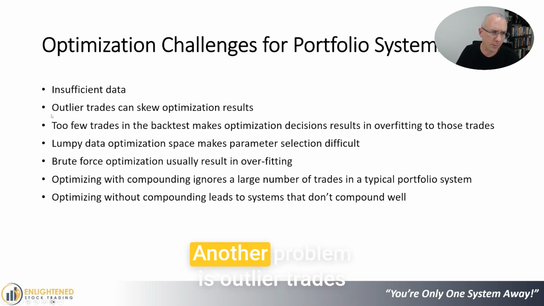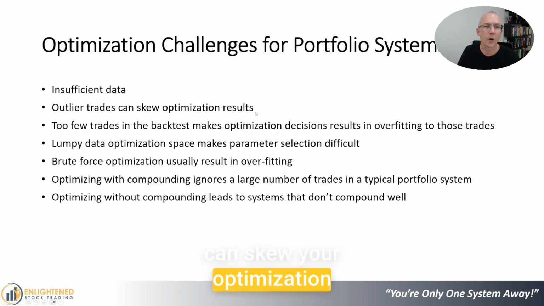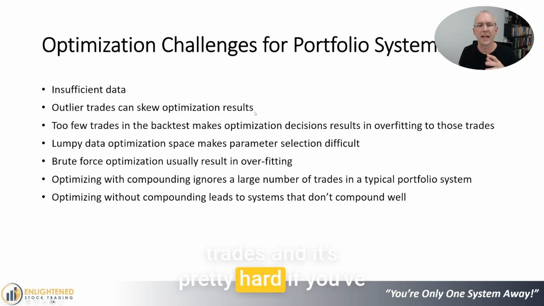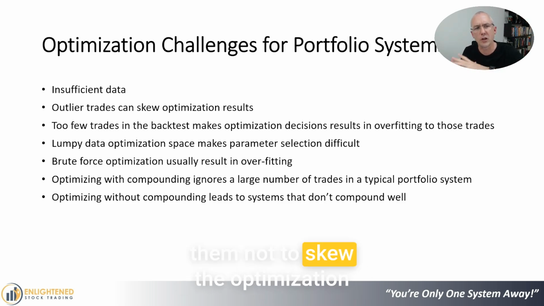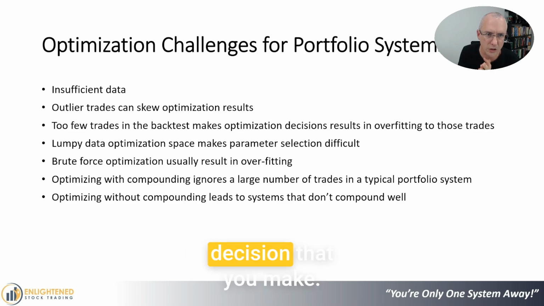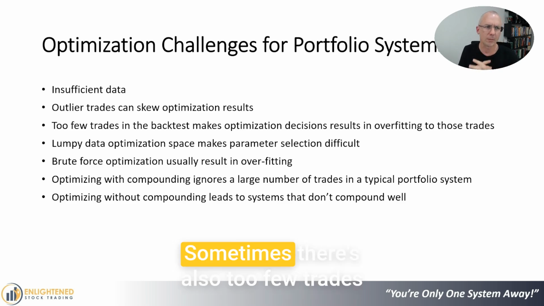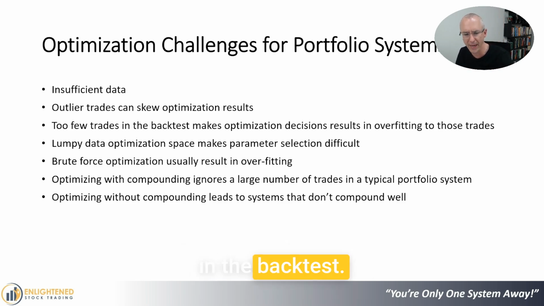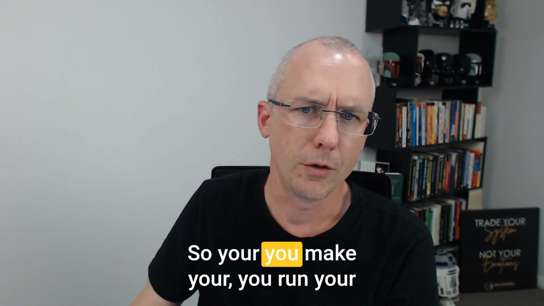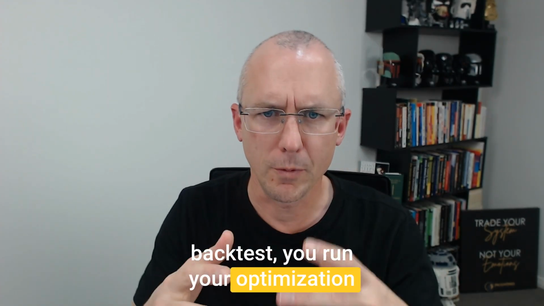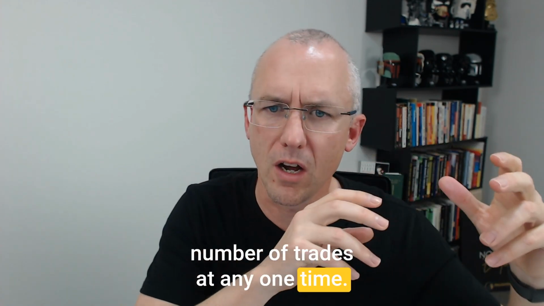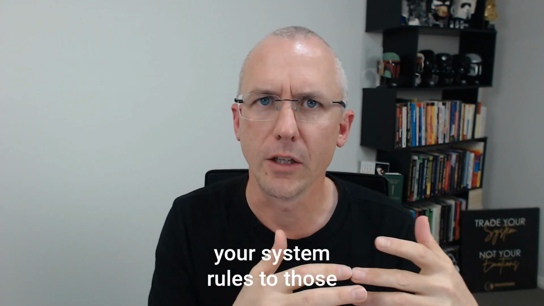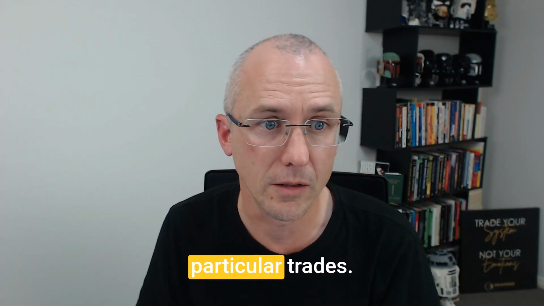Another problem is outlier trades can skew your optimization results. So maybe there's a couple of big trades, and it's pretty hard if you've got some big positive outliers for them not to skew the optimization decision that you make. Sometimes there's also too few trades in the backtest. So you run your backtest or you run your optimization, and there's only a relatively small number of trades at any one time, and you end up overfitting your system rules to those particular trades.